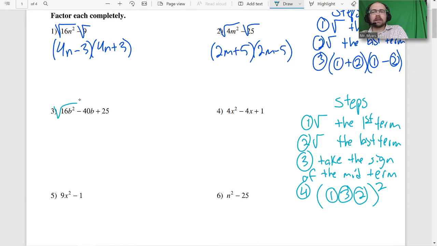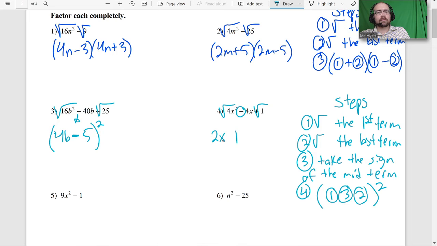Okay, well, square root of this, so that's 4b, right? Square root of 25 is 5. The sign of the middle term is a minus, and then you square it, right? Square root the first, square root the last. So the first 2 steps are the same, and then the third step is you take the sign of the middle term and put that in the middle, instead of doing a plus and a minus like you do for the difference of squares. So we do the same thing here. Square root of 4x squared is 2x, square root of 1 is 1, take the sign of the middle, quantity squared. And then we're done.